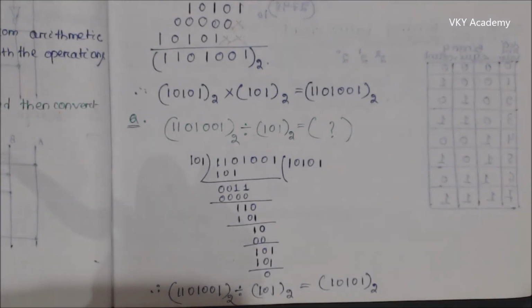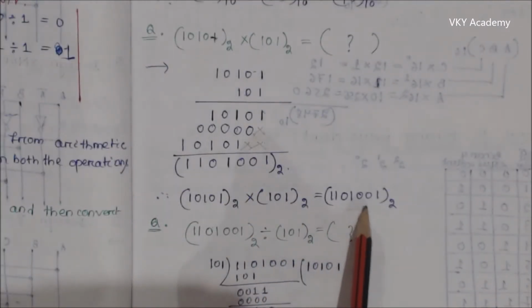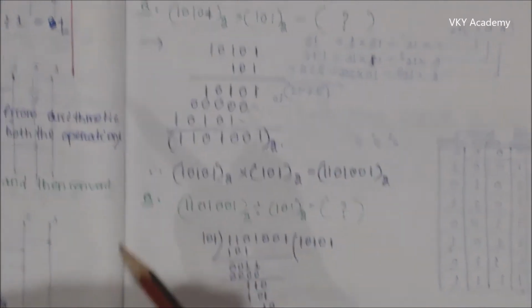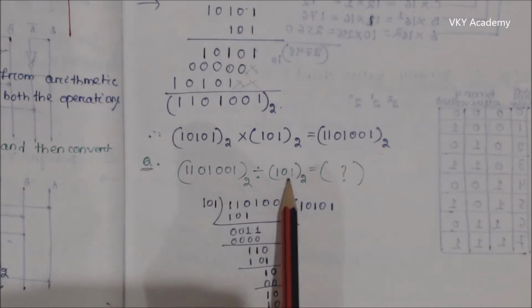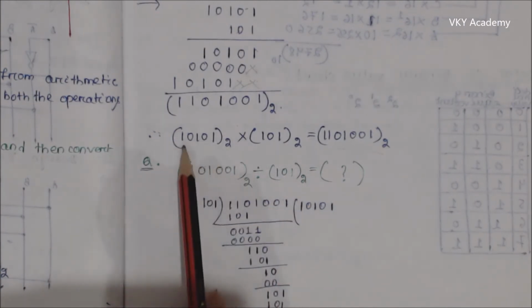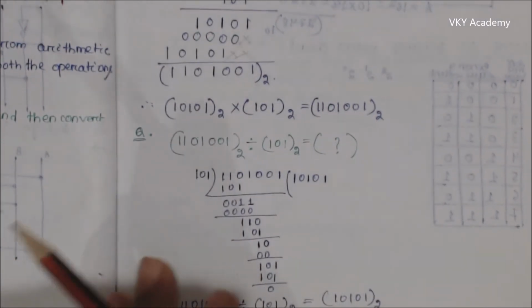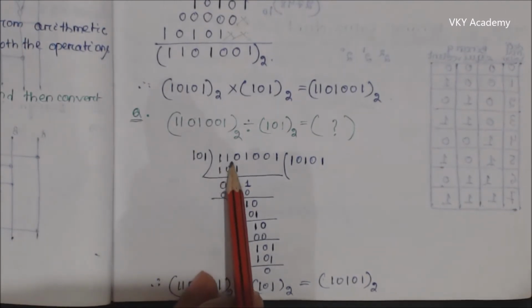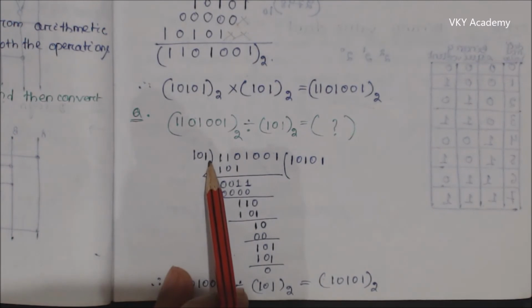Let us take one example of division. So the same example we can take, as I got this result: 1101001 is my multiplication result. If I perform the division of this number by 101, I must get 10101 as a result. So let us perform the division. So 1101001 is my dividend, 101 is my divisor.